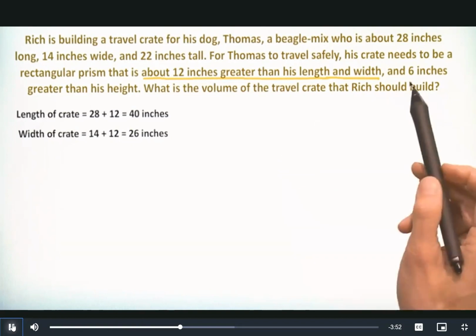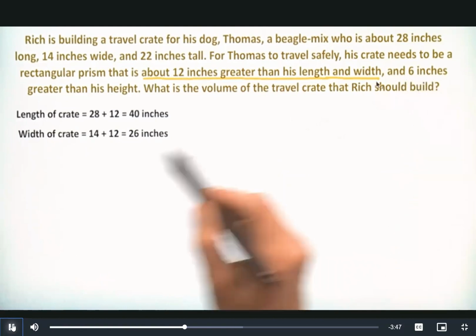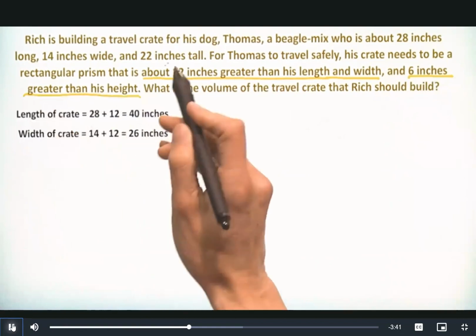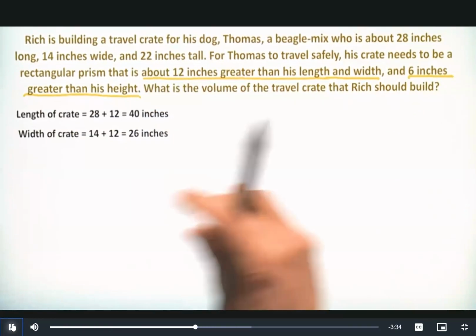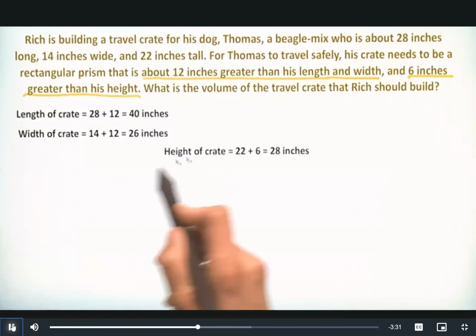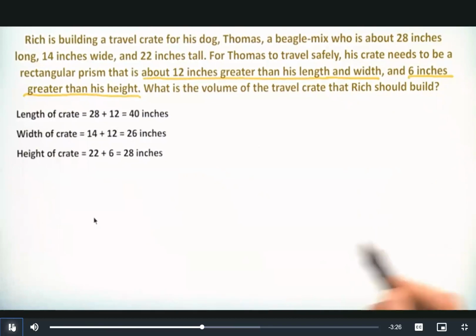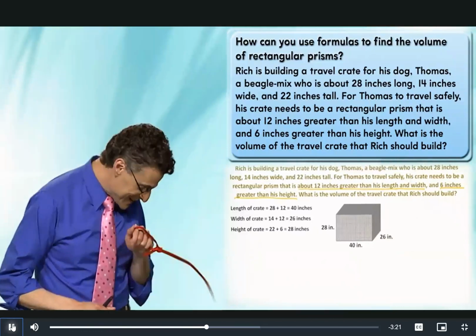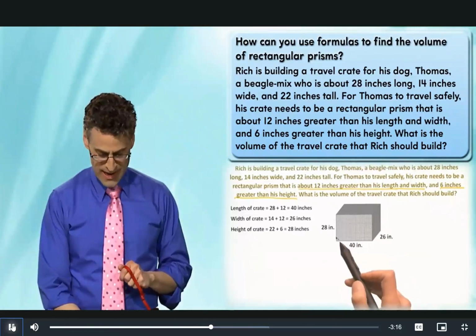Well, what we see here is it has to be 6 inches greater than his height, and his height is 22 inches, and so the height of the crate must be 22 plus 6, which is nothing more than 28. And so actually we now have the dimensions for what the travel crate should look like. The travel crate should look like this. Do you like the travel crate? So we see 40, 28, 26.